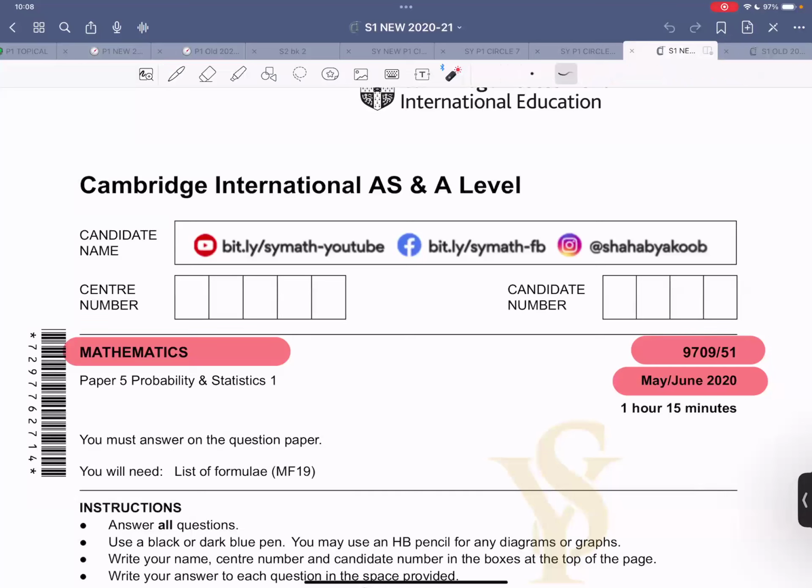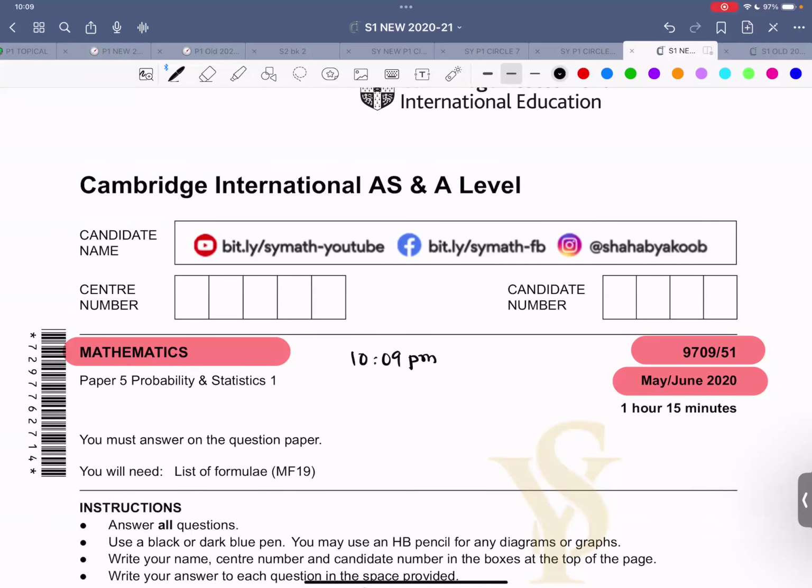Now, in today's lecture, we'll be focusing on this paper, which is paper 5, that is probability in S1. This is from May, June 2020, and this is variant 1. The time limit is 1 hour, 15 minutes, which is 75 minutes. So, what I'll do is that we will also time ourselves for this particular paper. So let's get started. And this is 10:09 p.m.